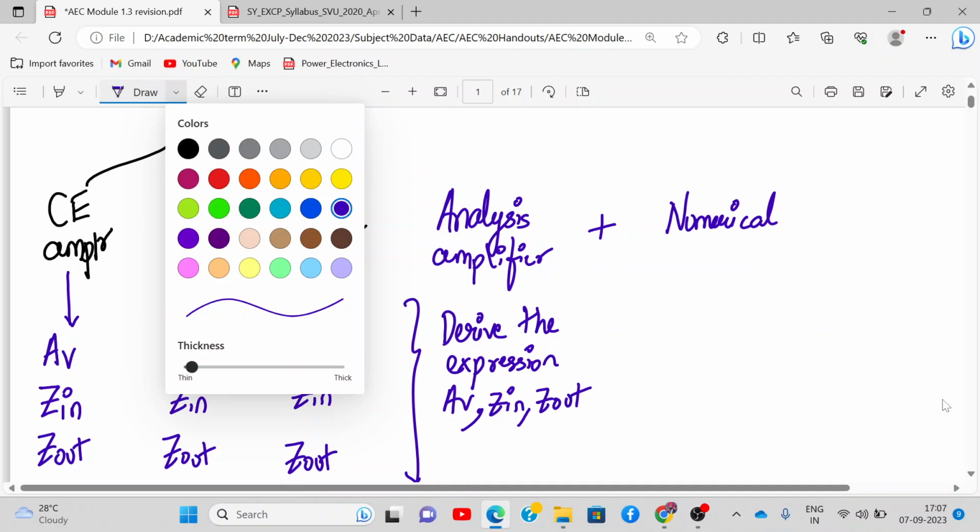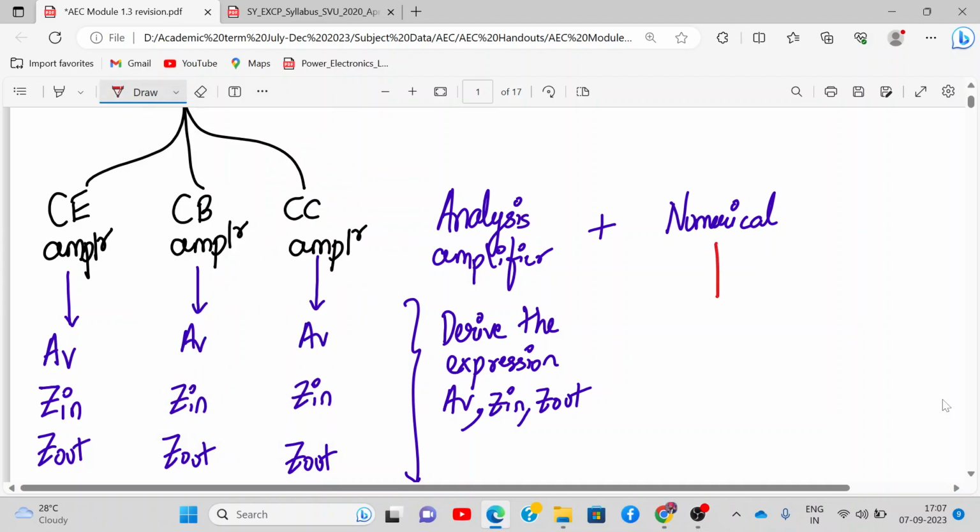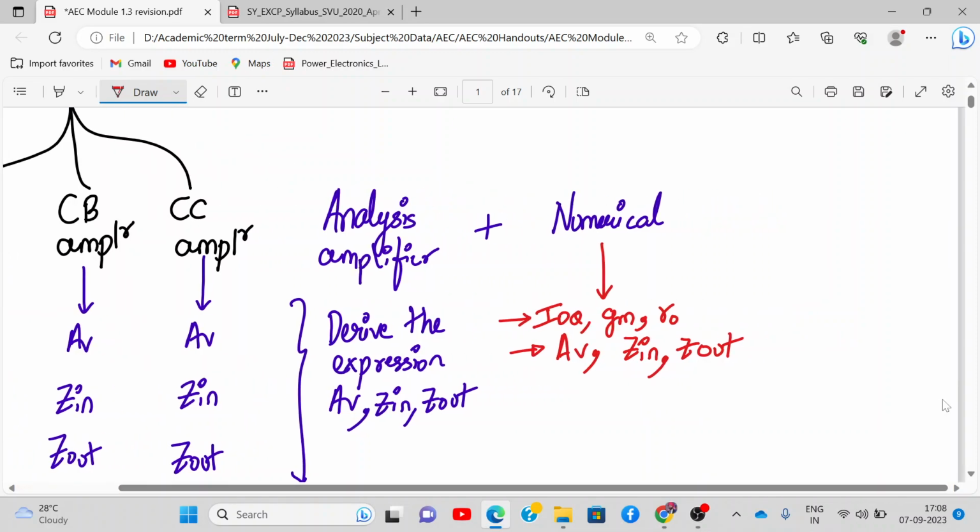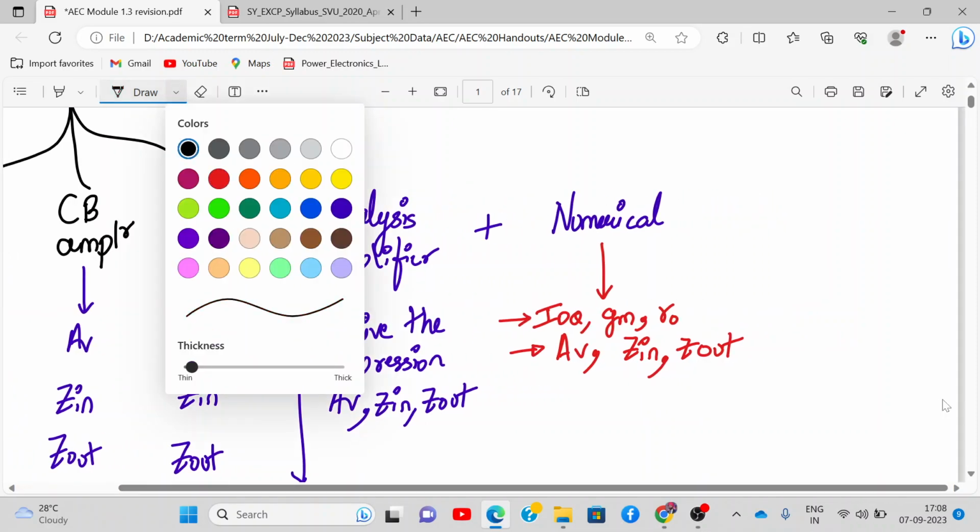In the numerical, they will give you the amplifier configuration and ask you to calculate the voltage gain, Z in, Z out. But you cannot calculate it directly. You need to first calculate, let's say, ICQ, then you can calculate gm and ro. Now all of this is possible with the help of the small signal model.